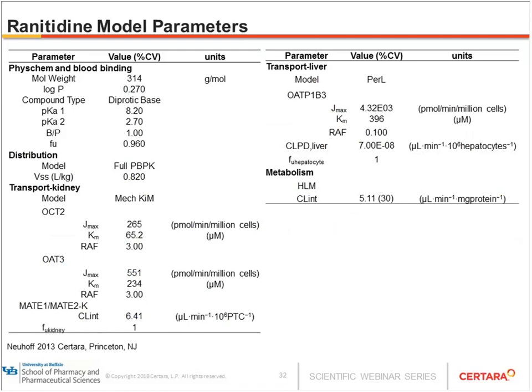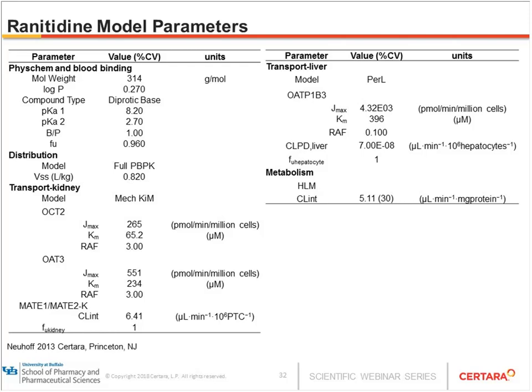Again, we'll start off with the physiochemical and blood binding. The fraction unbound is still quite high, 0.96. The model utilized the full PBK distribution model, and again, we have transport listed similar to the metformin model where we have OCT2. Instead of having an intrinsic clearance here, we have Jmax and Km, which is just another way to parameterize transport in Simcyp. We have OAT3 transport here, and MATE1 and MATE2K is still indicated with an intrinsic clearance.